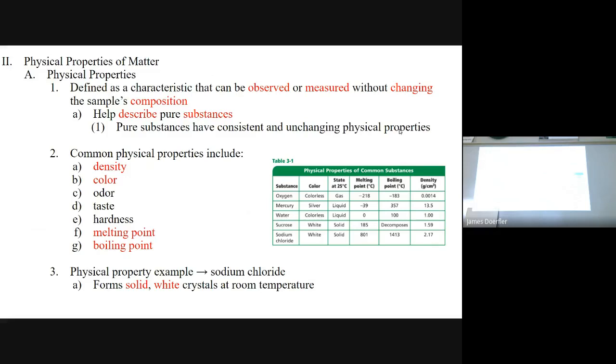Some common, but not limited to, these properties include density, color, odor, taste, hardness, melting point, and boiling point. If you think about water, if water is ice, it still has a formula of H2O. We melt it. It now becomes liquid water. Still has a formula H2O. We then decide to boil it. It goes from liquid to vapor.